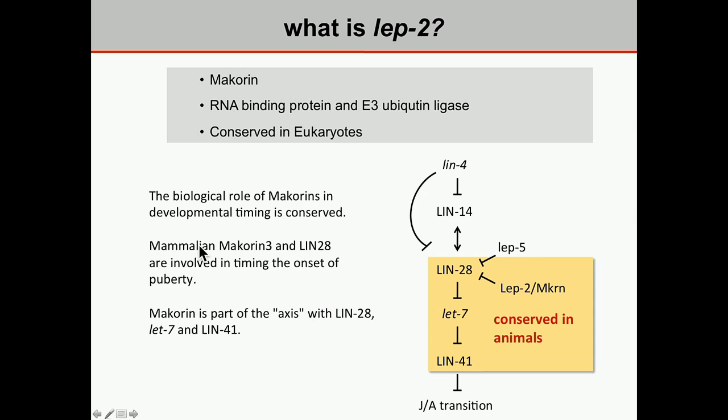In mammals, or in humans, microRNA3 variants are associated with defects in pubertal timing, and puberty is the human juvenile-to-adult transition, just like the L4 to adult transition in nematodes. So we think that microRNAs could be part of this conserved axis, which we already saw in Benjamin's talk, between LIN-28 and LAD7. It also includes LIN-41, and it is important for transitions from undifferentiated to differentiated states.